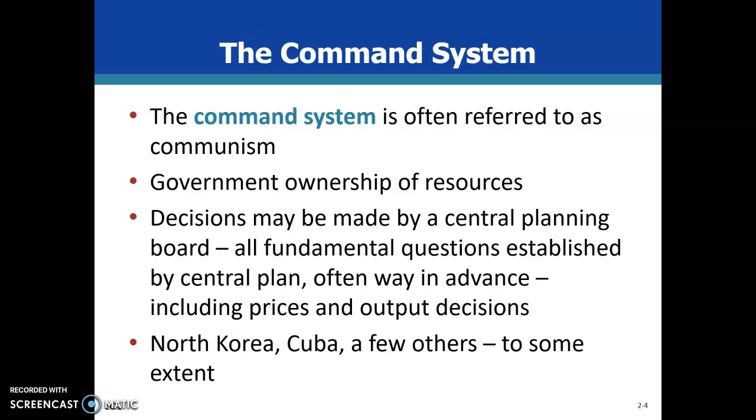the economy is largely controlled by a government that makes its control evident, oftentimes in a central plan, oftentimes years in advance, such as a 5-year plan, where the government is going to dictate essentially what the society will produce, how it will be produced, and who will get what. All of those essential questions in a command-based system are answered by the government. Decisions may be made by a central planning board on behalf of the government. And this includes all prices, all output decisions.